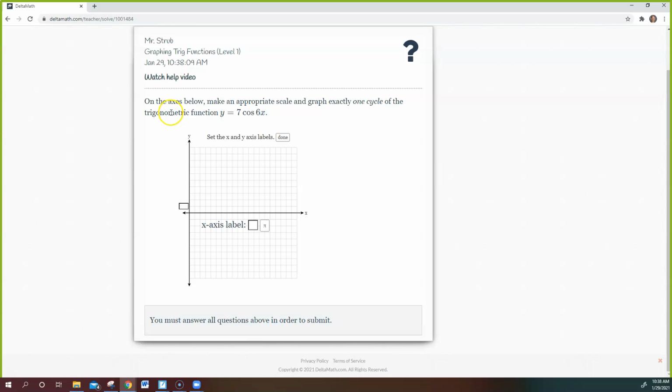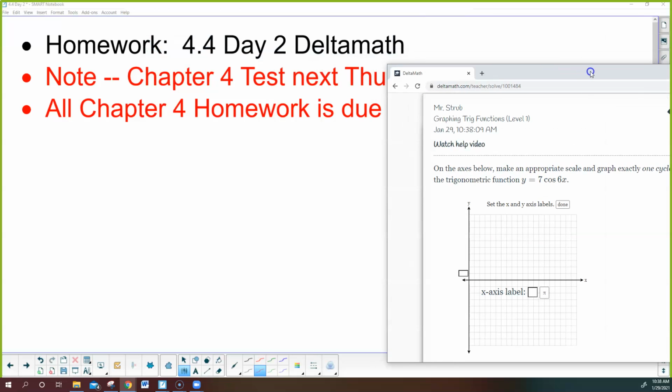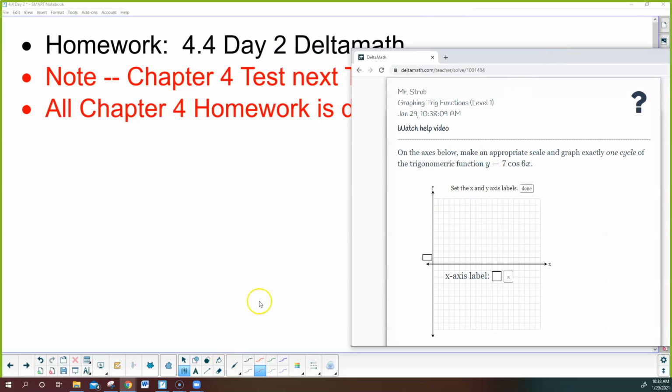So it says on the graph below, we want to put an approximate scale and then graph exactly one cycle of the trig function. So watch what happens here. I'm going to graph 7 cosine of 6 pi. Well, the first thing I need to do is find that period.